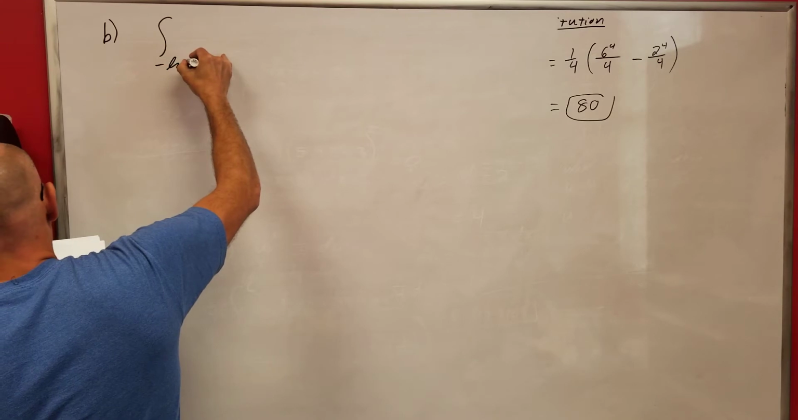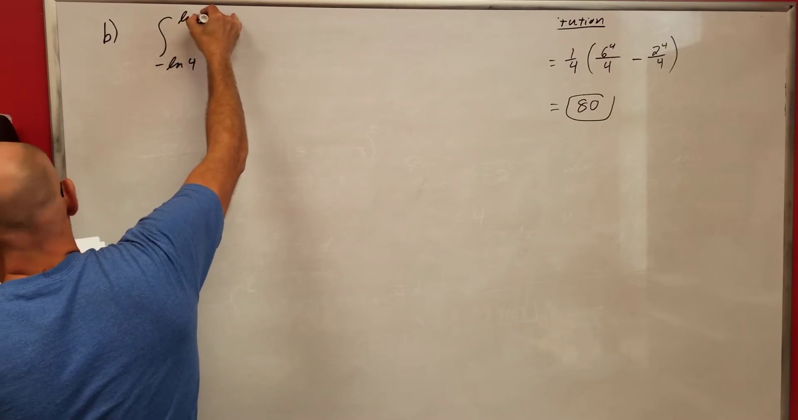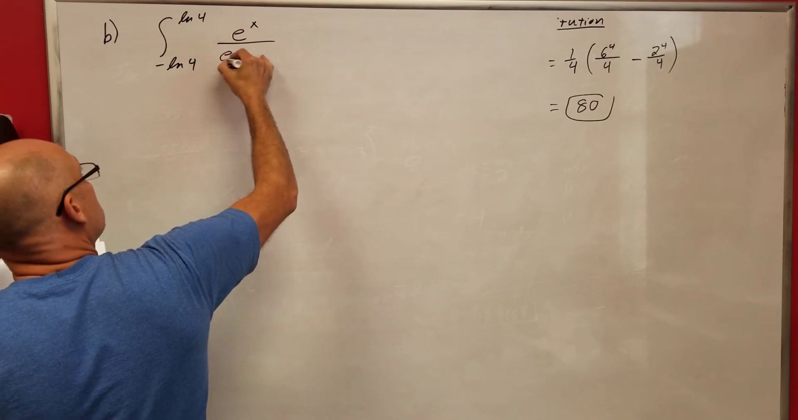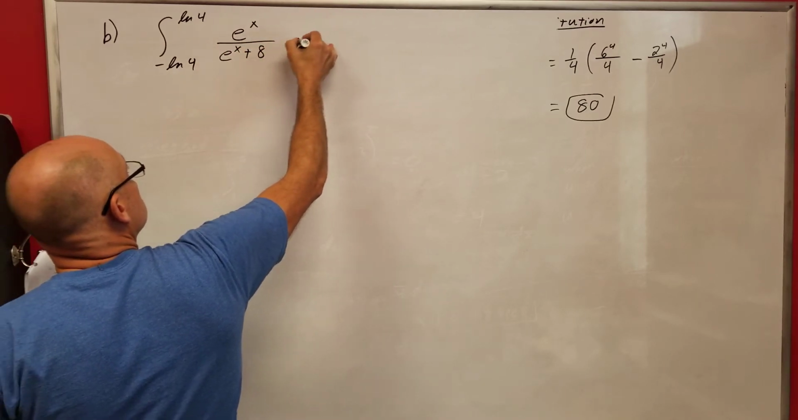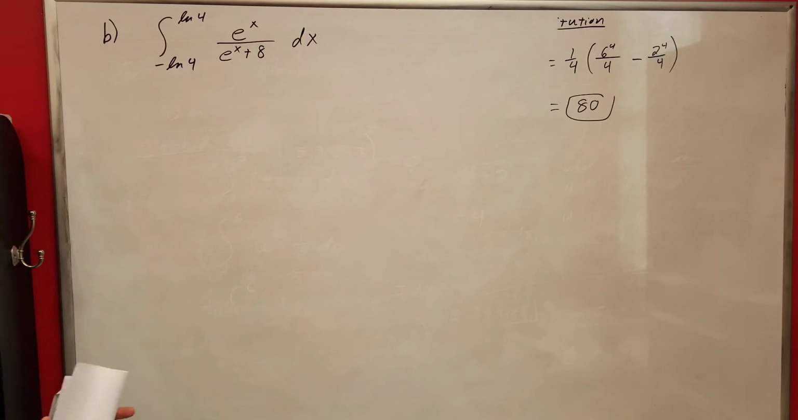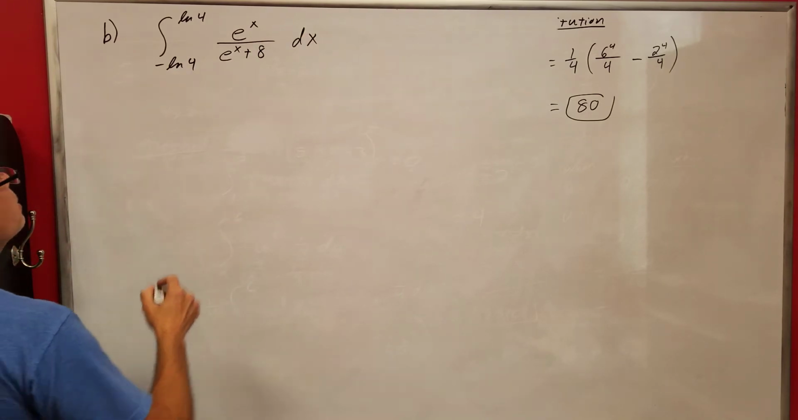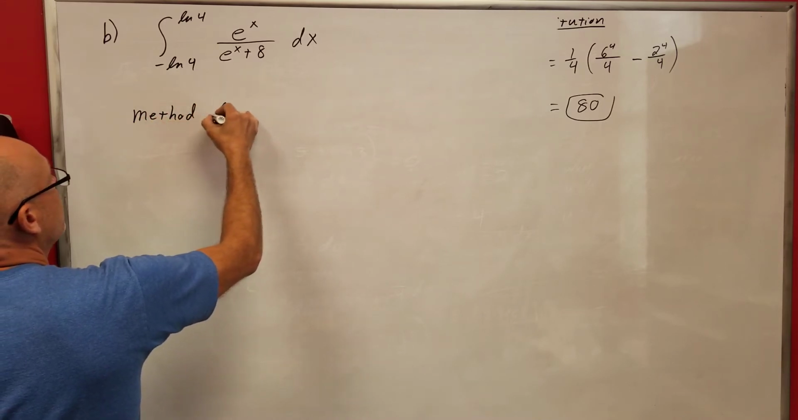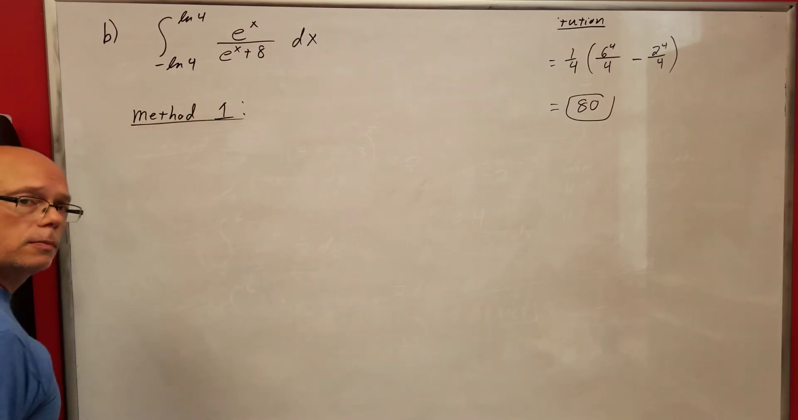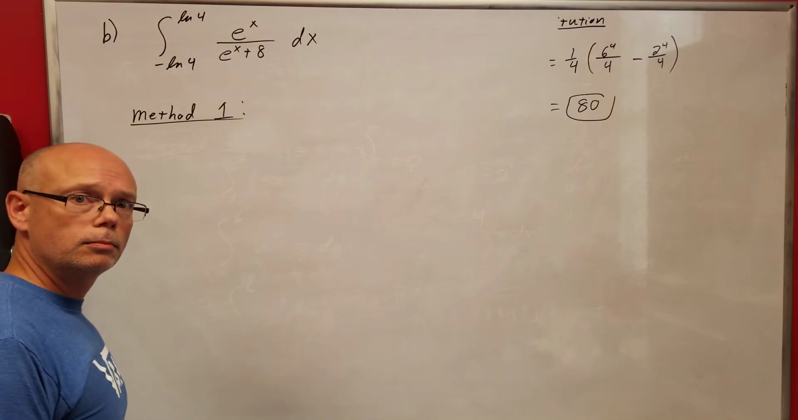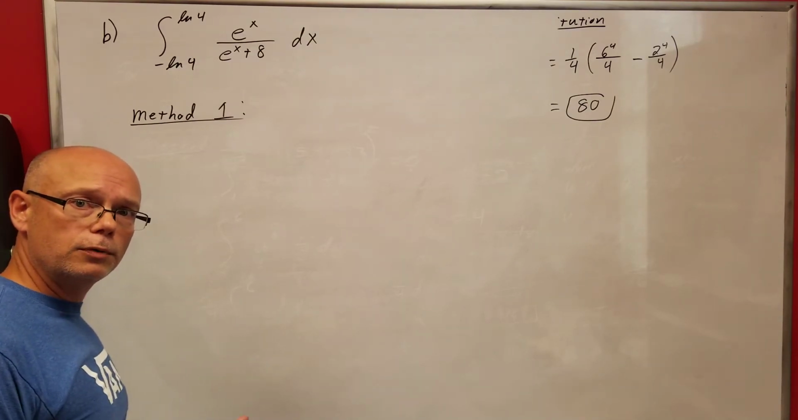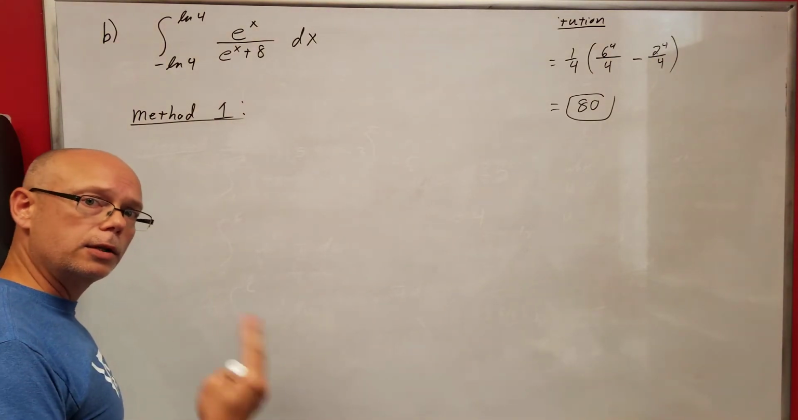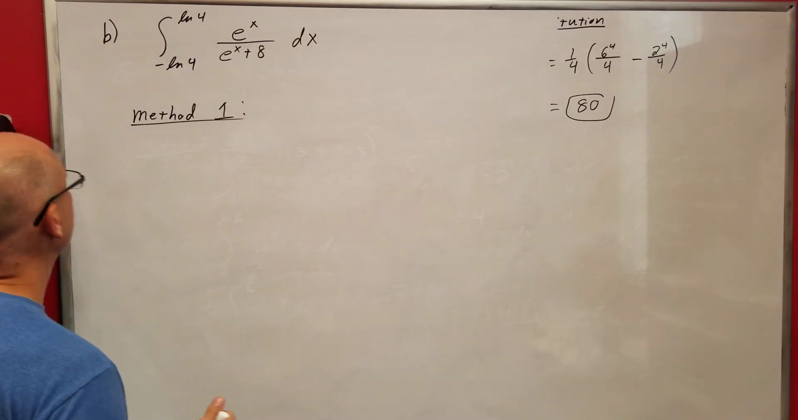Suppose we have the integral from the natural log of 4 to the natural log of 4 of e to the x over e to the x plus 8, and then we have a dx here, okay? Let's do method 1. So what is method 1 summed up? You're going to lose your limits of integration for a little while, back substitute in terms of x, and then throw back in your limits of integration.